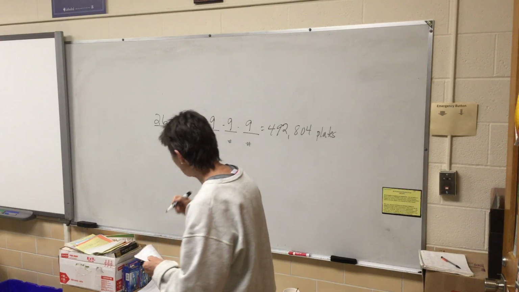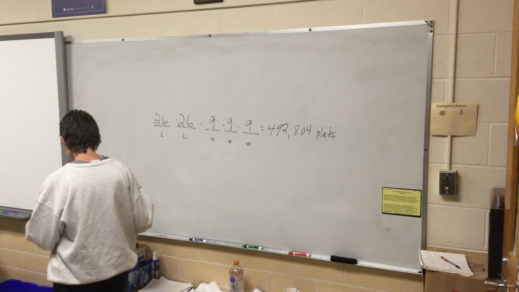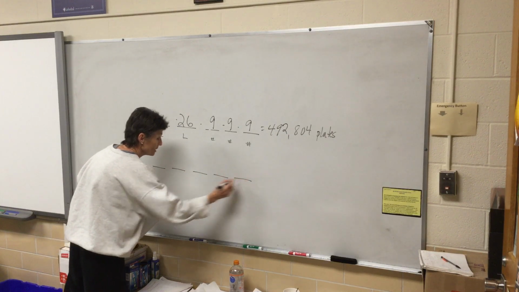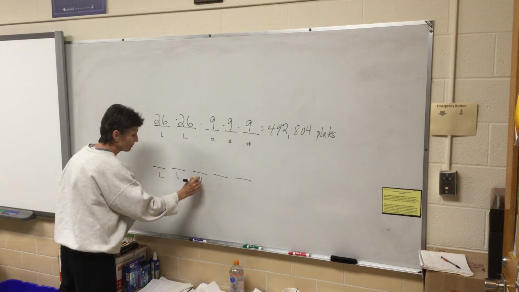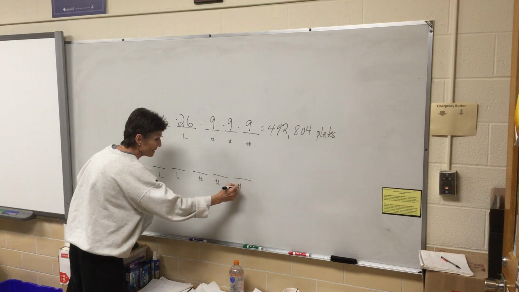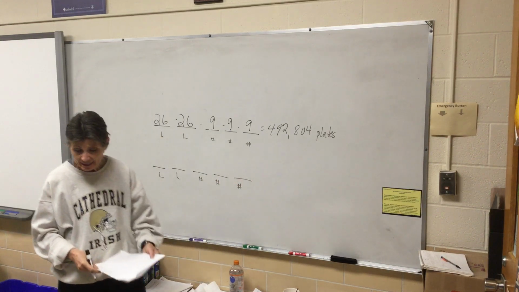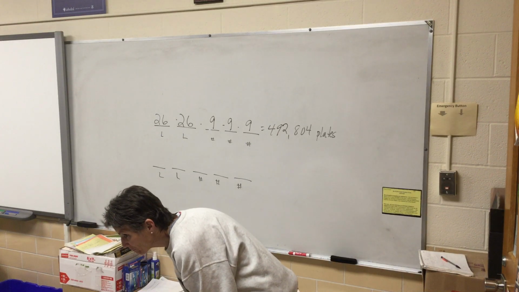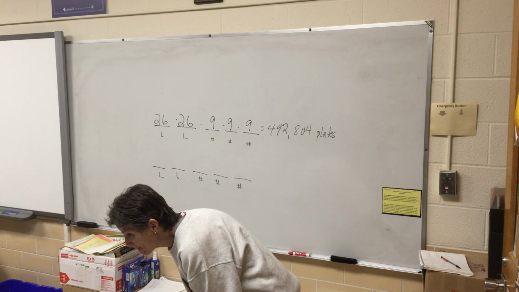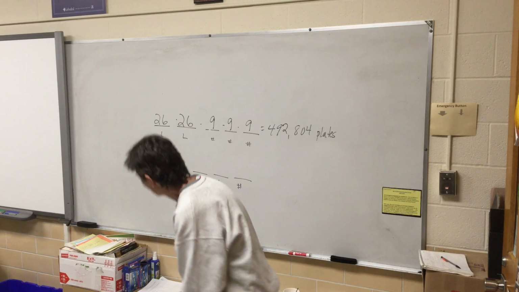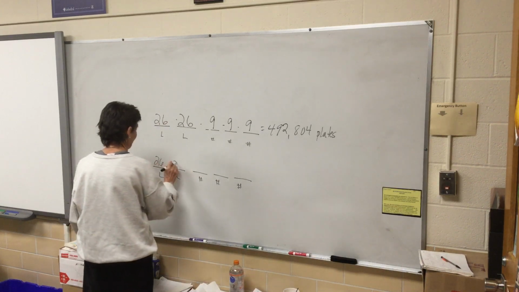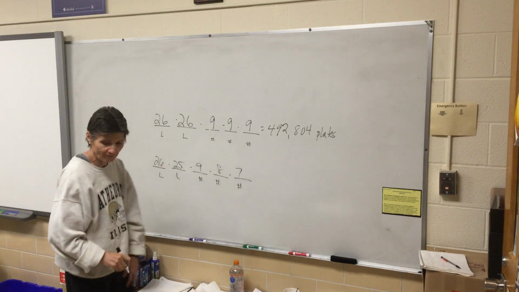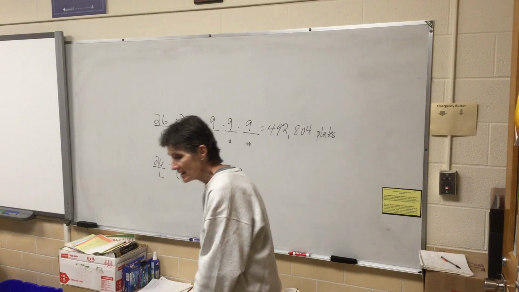Now, number 10 has exactly the same situation, but now I can't repeat. So I still need a letter and a letter followed by 3 numbers, but nothing can repeat. Can anybody set that one up for me? 26 times 25 times 9 times 8 times 7. Beautiful, beautiful, beautiful. Nothing can repeat.